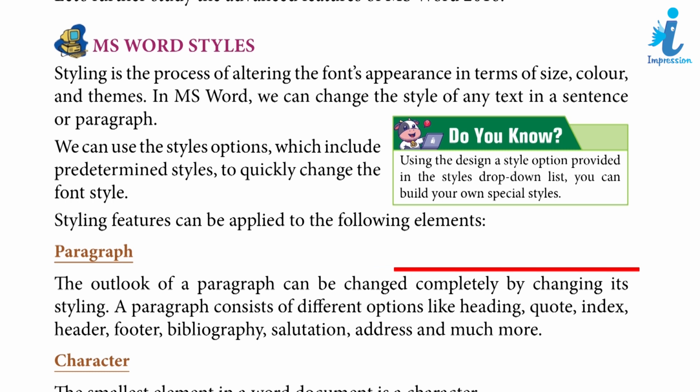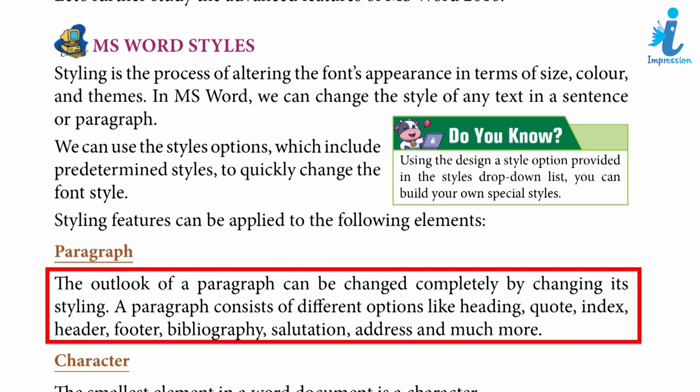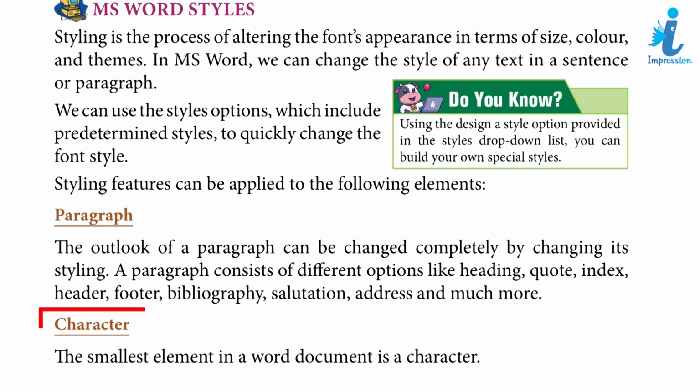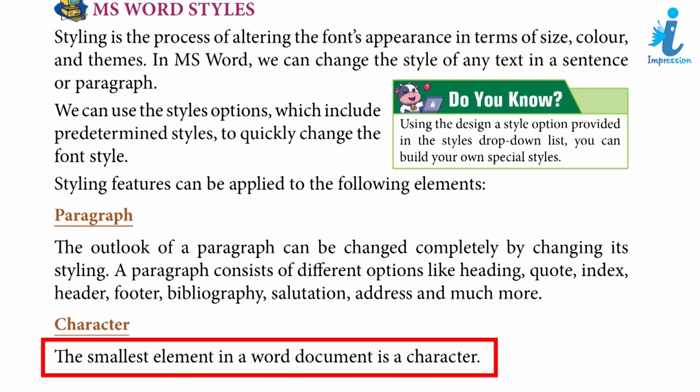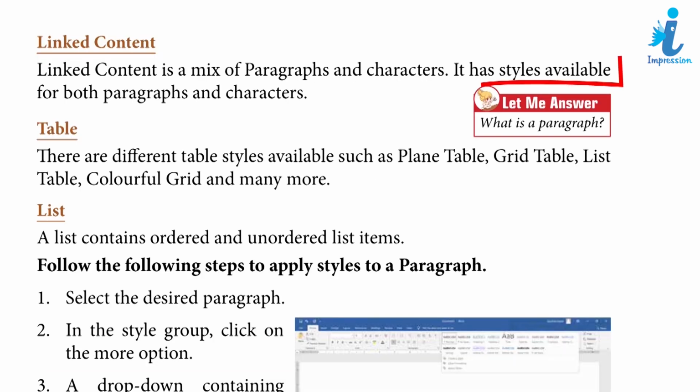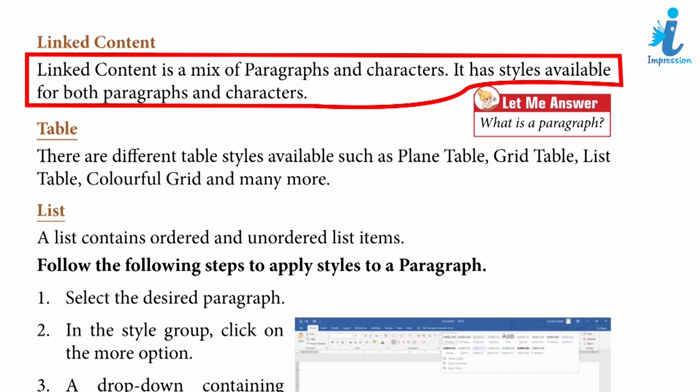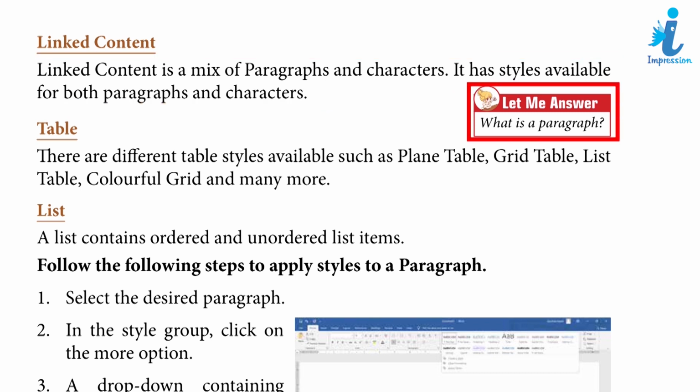Paragraph. The outlook of a paragraph can be changed completely by changing its styling. A paragraph consists of different options like heading, quote, index, header, footer, bibliography, salutation, address and much more. Character. The smallest element in a Word document is a character. Linked content. Linked content is a mix of paragraphs and characters. It has styles available for both paragraphs and characters. Let me answer. What is a paragraph?